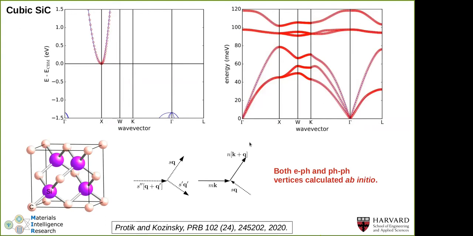Cubic silicon carbide is a zinc blende structure. It is a polar material. We will be interested in n-doping the material only, so we have just one transport active electronic band here. The phonon dispersions are shown on the right here. The elementary phonon-phonon and electron-phonon scattering matrix elements are calculated ab initio, and then we just plug all of these quantities into our BTEs and solve them.